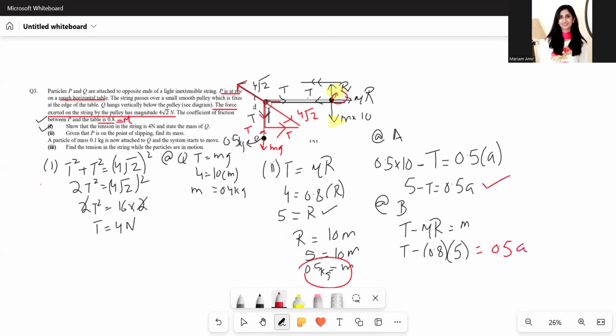Okay, now we solve this and this simultaneously. And we get, solve it, you should get a equals 1 and T equals 4.5.